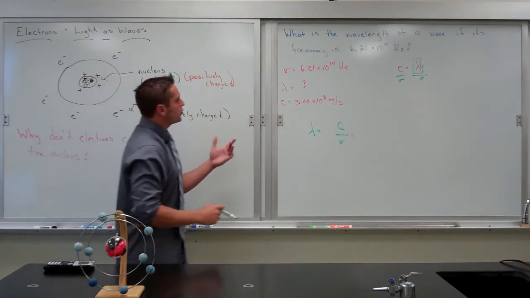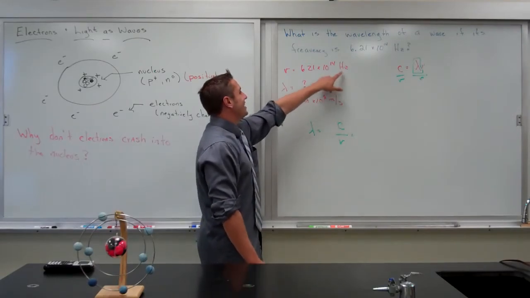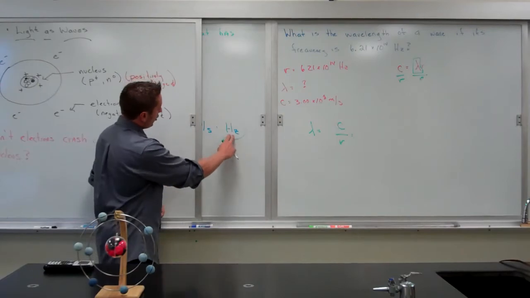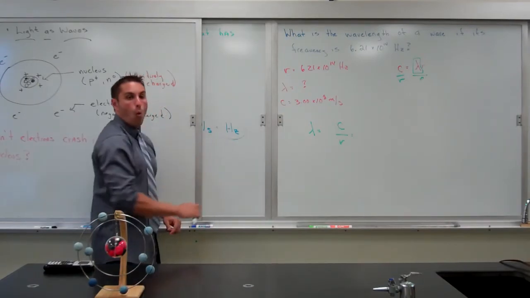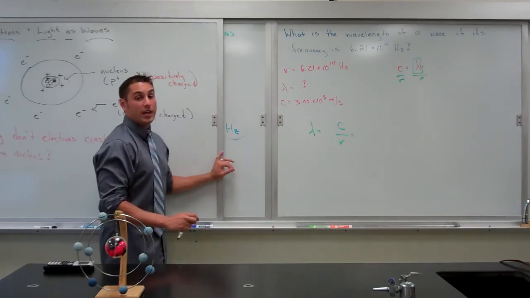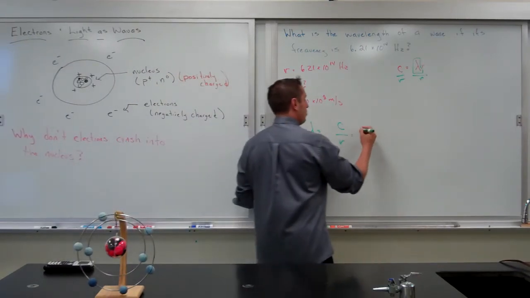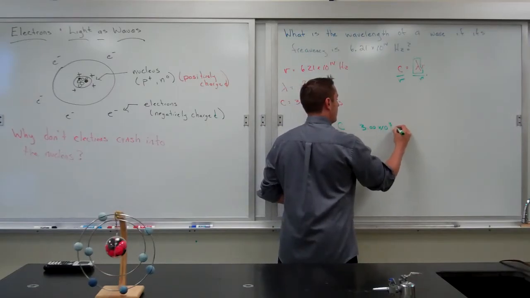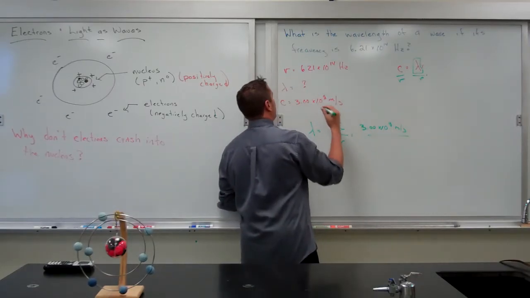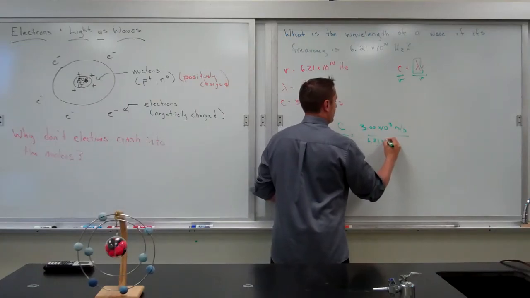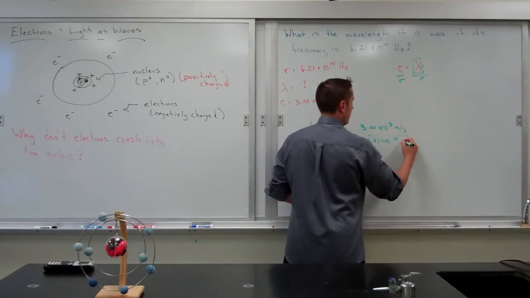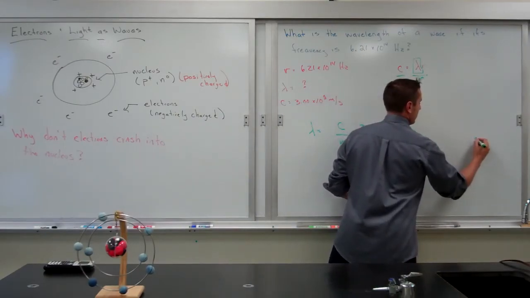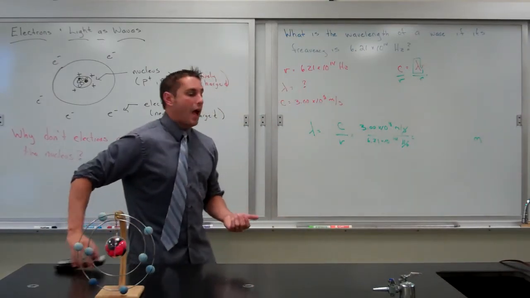This time the units are a little trickier. I see meters over seconds and I see hertz. But if you remember, hertz is equal to 1 over seconds. So hertz is able to cancel with seconds. So again, we can plug in 3.00 times 10 to the 8th meters per second over 6.21 times 10 to the 14th hertz. Hertz and seconds cancel, leaving my answer in meters. And now we just do the math.